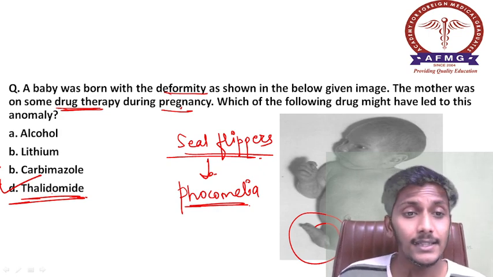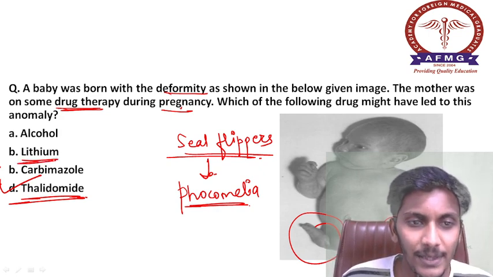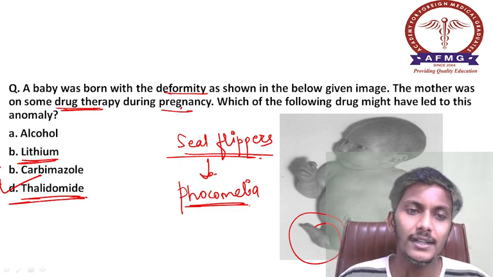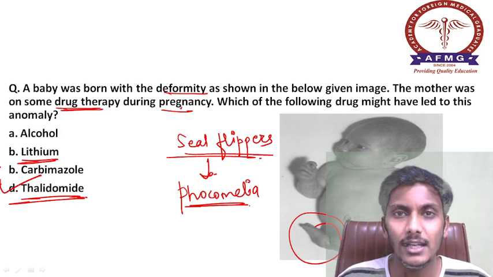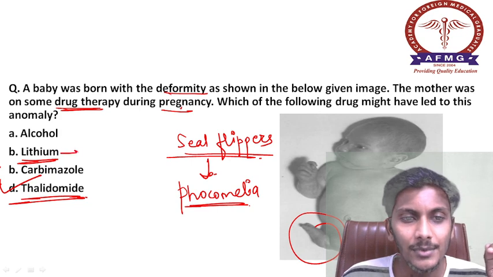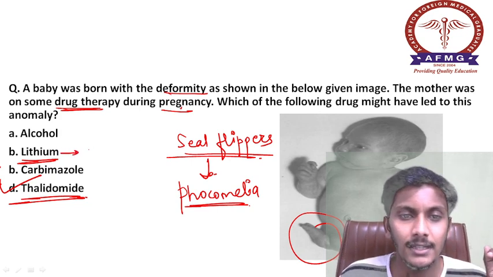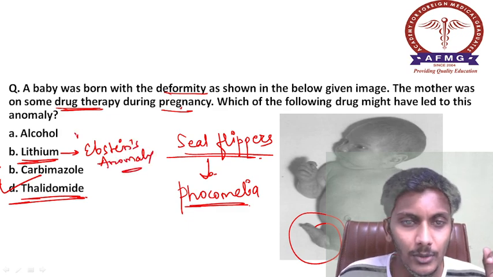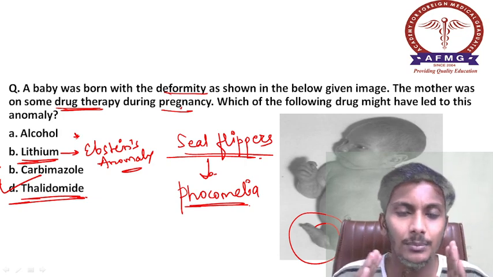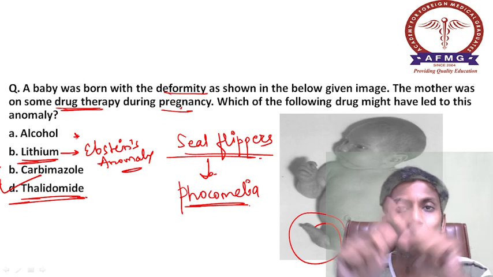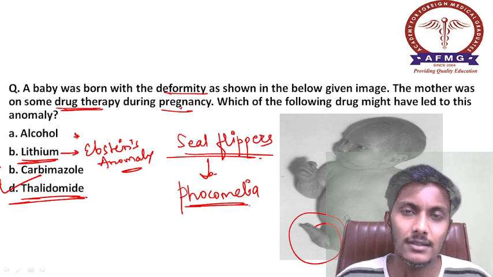Then option B, lithium, very much important. Please remember, on lithium, in the June 2021 session, the last session, there was a question which came: the mother was on lithium drug therapy, and which is the anomaly that would be seen in the child? In lithium drug therapy, the teratogenicity seen is Epstein's anomaly. Important question. If the mother is on lithium drug therapy, the child would suffer from Epstein's anomaly. In Epstein's anomaly, there is a box-shaped heart seen on chest X-ray.